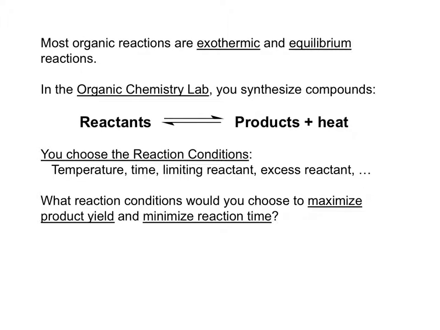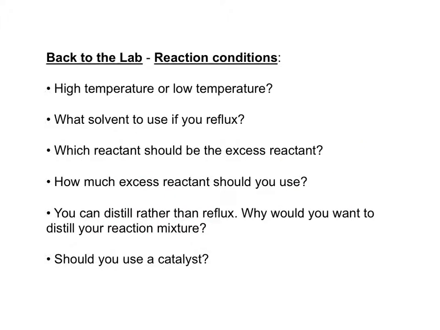So you want to synthesize an organic compound in the lab. You know the reaction is an equilibrium reaction and is exothermic. You can choose reaction conditions to maximize the yield and to minimize reaction time. So for an exothermic reaction, high temperature shifts the reaction toward the reactant side and actually lowers the yield. Using an excess reactant shifts the reaction toward the product side based on Le Chatelier's principle. So if you have to use a lower temperature, you probably want to use a catalyst to make the reaction go faster.